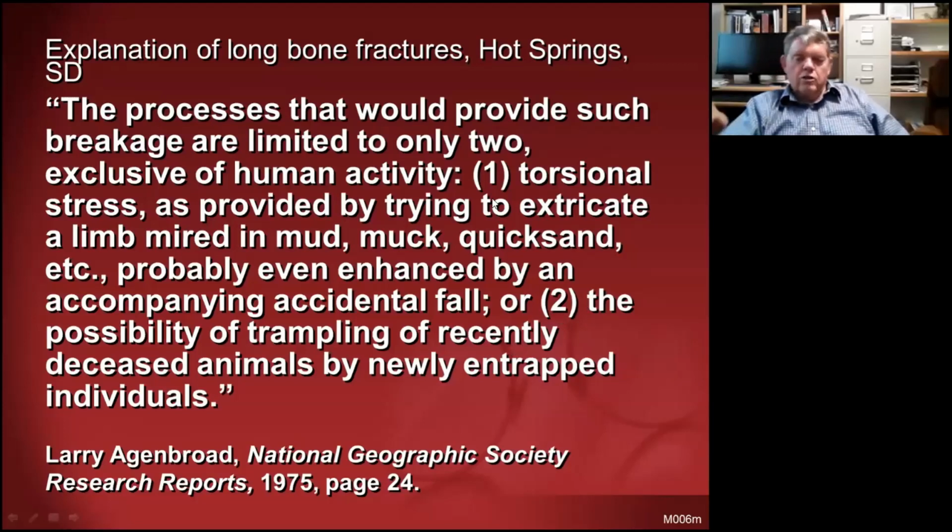But number one, torsional stress like this, trying to extricate a limb mired in mud, muck, or quicksand, and probably enhanced by an occasional accidental fall. In other words, they got packed by windblown silt that can pack pretty hard. And trying to get out of that, the torsional stress can break the limb bone that we observe on that Saga mammoth. Well, what about the pelvis and rib bones?